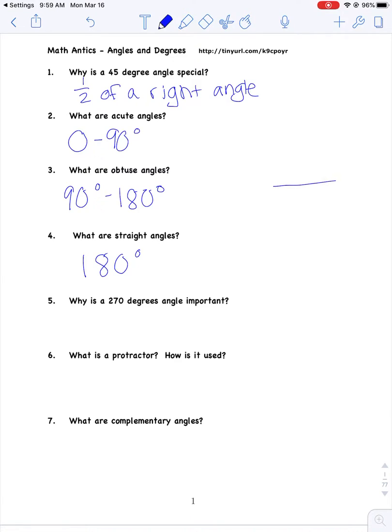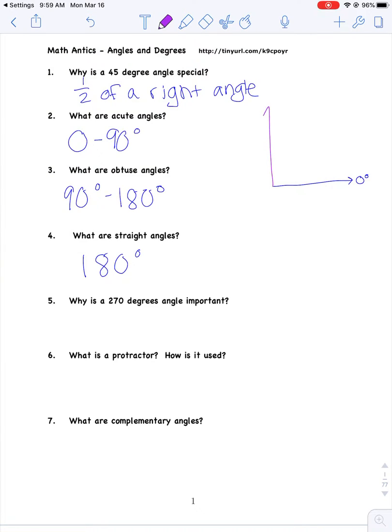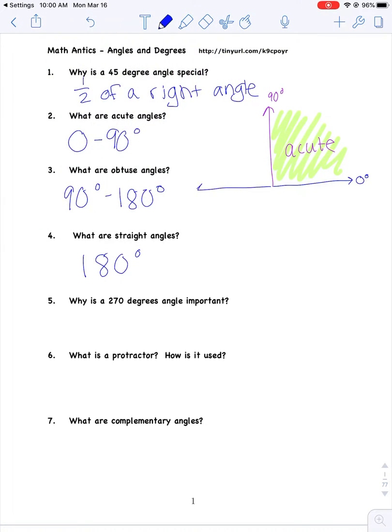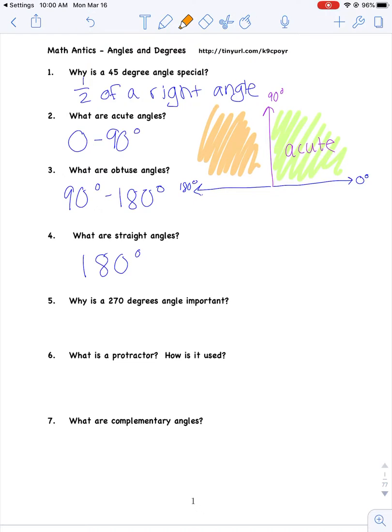So if I'm making this little angle guy here, this would be my 0 degree mark. And it actually is a straight angle as well. Here's my 90 degrees. So anything that's in this section, in between, these are all of my acute angles, and they're cute and small. And then here is my 180 degrees. Anything in that section, let's do a new color, would be my obtuse angles.